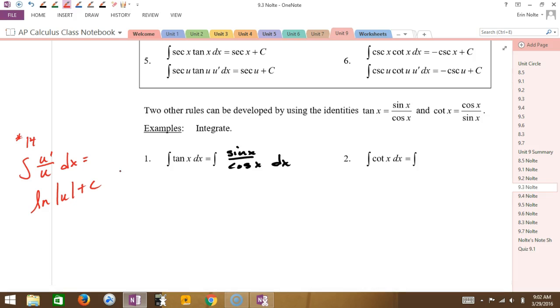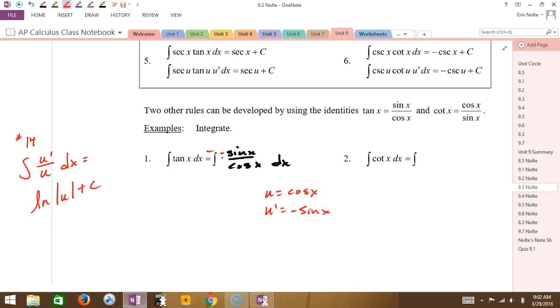If we take that idea with our sine over cosine, the bottom is the u. So u is cosine of x. What's the derivative of cosine? Careful. It's negative sine. Is negative sine exactly the same as the top? No, it's not. So what do I have to do to make it exactly the same? Multiply by a negative. And if I multiply by a negative, I have to divide by a negative, which is the same as multiplying by another negative. So I have a negative on the outside and a negative on the inside to undo it. Now I have the exact setup for rule number 14.